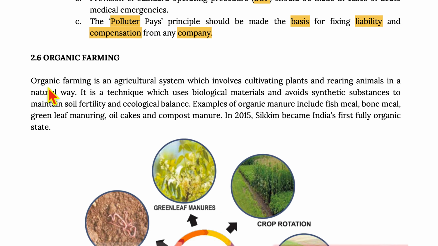Moving on to organic farming. Organic farming is an agricultural system which involves cultivating plants and rearing animals in a natural way. It is a technique which uses biological materials and avoids synthetic substances to maintain soil fertility and ecological balance. Examples of organic manure include fish meal, bone meal, green leaf manuring, oil cakes, compost manure, etc. In 2015, Sikkim became India's first fully organic state.